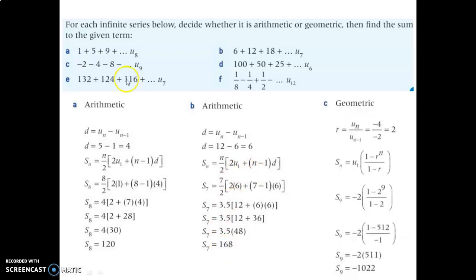In C, it is geometric. And the common ratio is 2, found by dividing successive terms, right? And then you're using now the geometric sum formula. Plug in everything, solve it, and you get this value here.